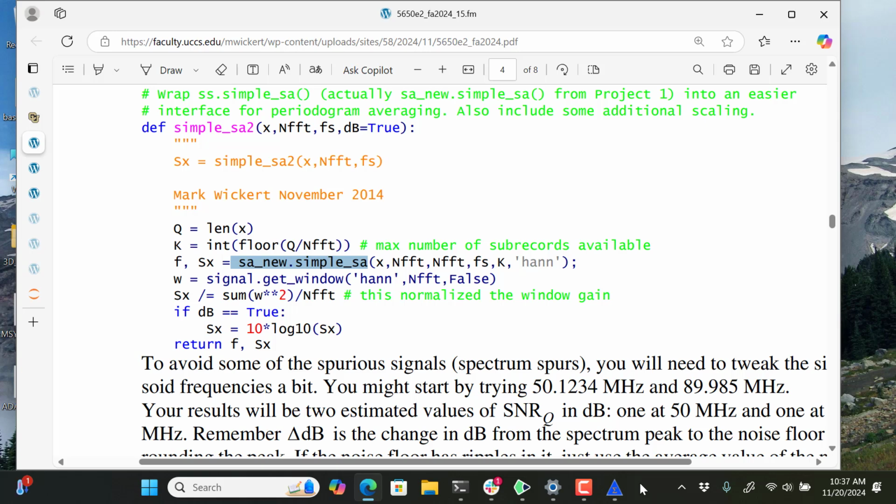And because spurs can show up when you simulate something like this, I didn't use exactly 50 and exactly 90. I picked values that were a little bit away from that, so I would get rid of the spurious responses, and I get a really nice spike, and then I get a constant noise floor. So you're going to have to measure the power of the signal at that point, and then you're also going to have to measure the noise floor around it. And so how do I do that?